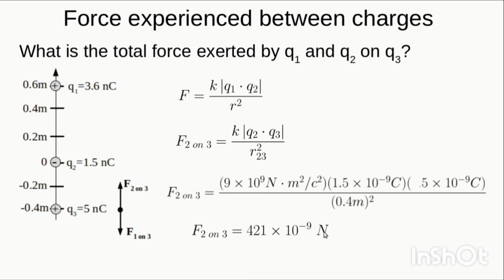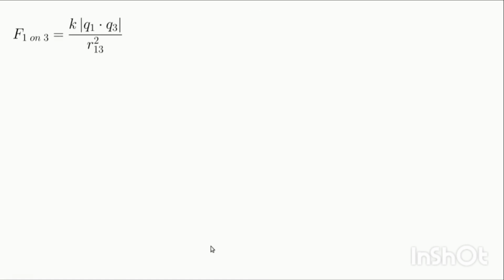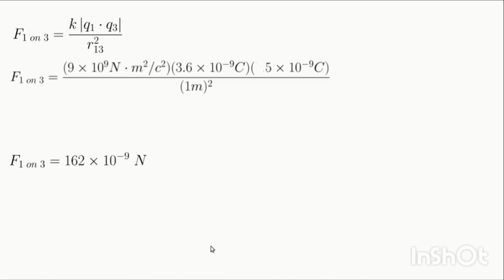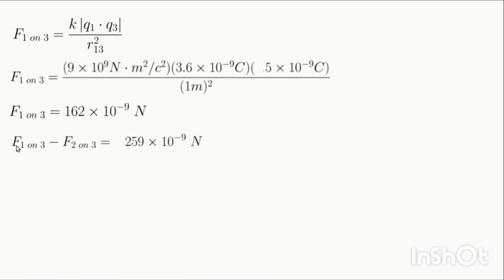We also apply the same approach for F1 on 3, and we get this. We can see that the distance between charge 1 and 3 is 1. If you go back to the diagram, the distance between them is 1 meter. So our final result for F1 on 3 is 162 times 10 raised to minus 9 newton. Now we notice that F1 on 3 and F2 on 3 are in opposite directions. So we'll take the difference, which is F2 on 3 minus F1 on 3. And our result is 259 times 10 raised to minus 9 newton.